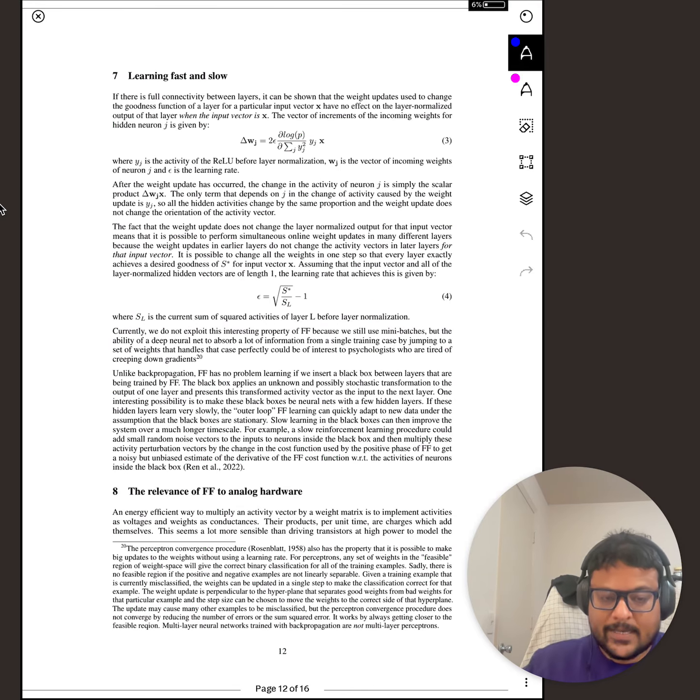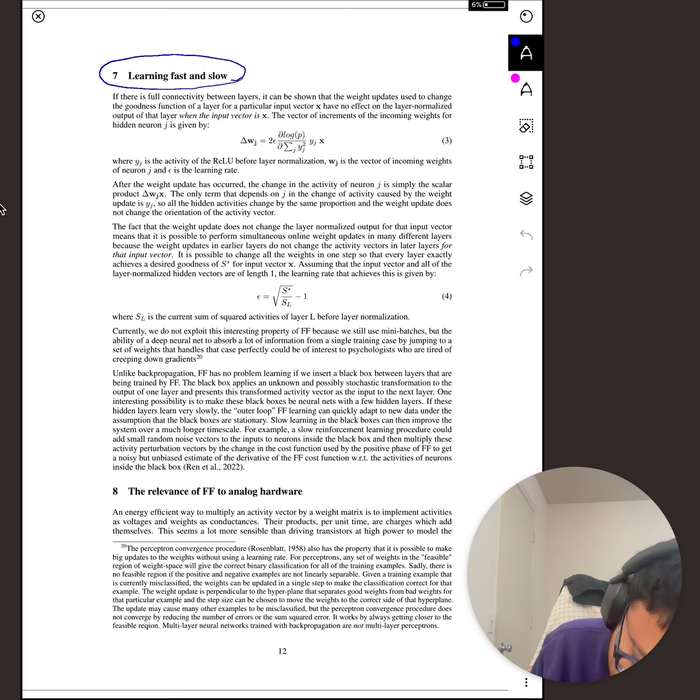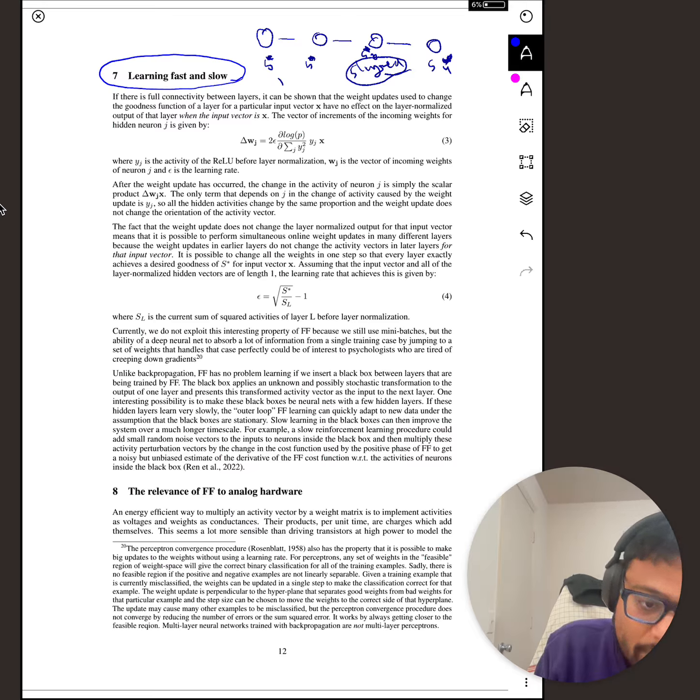Now this is a key point which he comes up with in the forward-forward paper, and this is something which he calls learning fast and slow. What he says is that basically if you have a five-layered neural network, and you know the amount of goodness which you desire for each layer, then it is possible to update this neural network in a single shot.